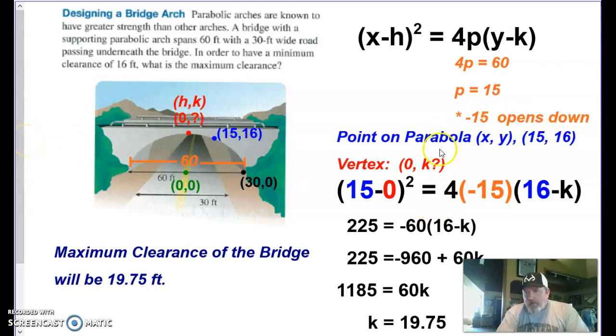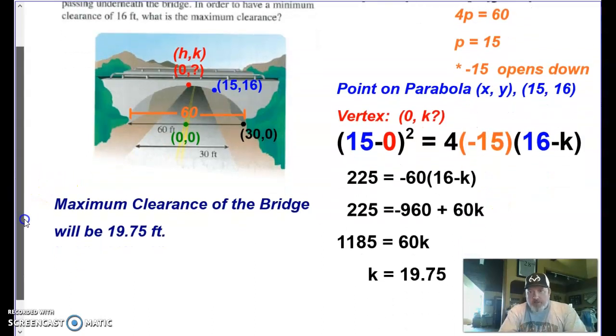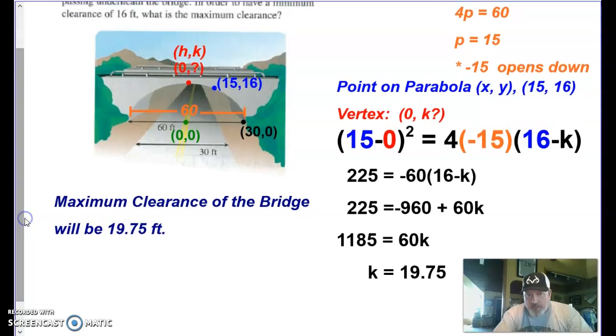So now I can plug all my values in. I've got a point (15, 16) on the parabola. I know that the p value is negative 15. And so I can plug this in and solve. I'm solving for k. And when I do that, I find out that k is 19.75 feet. That's the maximum clearance, or this point right up top here.